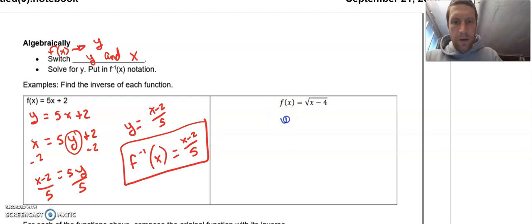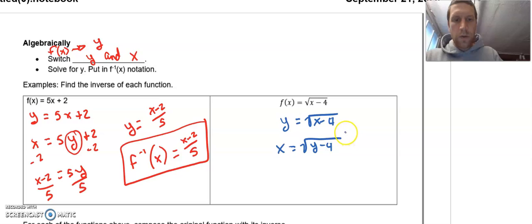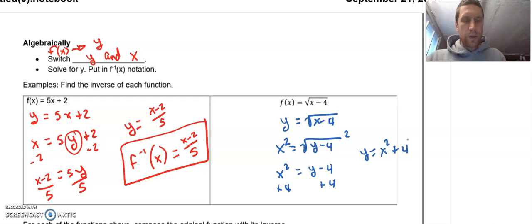Okay, let's do the same thing on this second example. So y equals square root of x minus 4. Switch the positions of your variables. Solve for the new y. So I need to get rid of the square root. So I square both sides. And then we add 4. I get y equals x squared plus 4. Lastly, put in inverse notation.